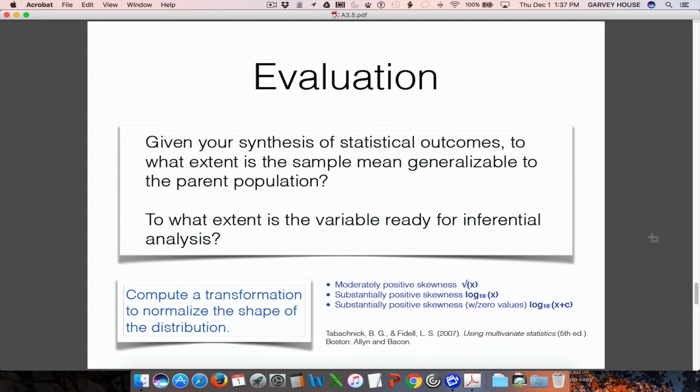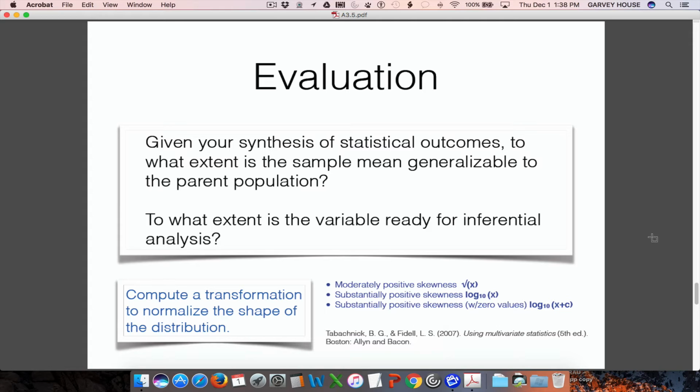Evaluation. This is the final component of assessing normality. And basically, it's asking the question, given your synthesis of statistical outcomes, to what extent is the sample mean generalizable to the parent population? To what extent is the variable ready for inferential analysis? So, if you believe that the distribution is significantly skewed and there are a lot of problems with it, in this course, all you need to do is just call it out. You don't need to do anything else with it. But I do want you to recognize it and call it out when you see it.